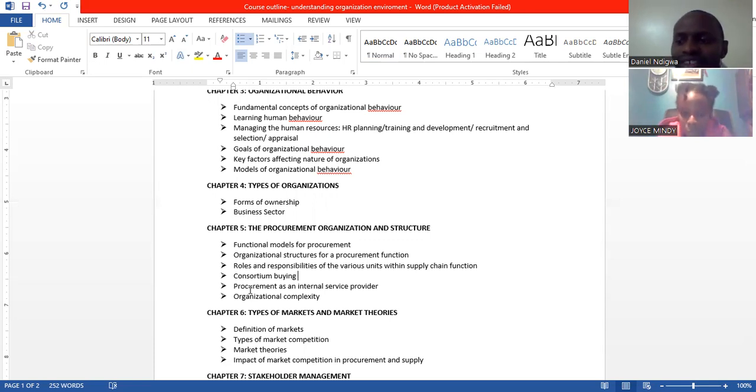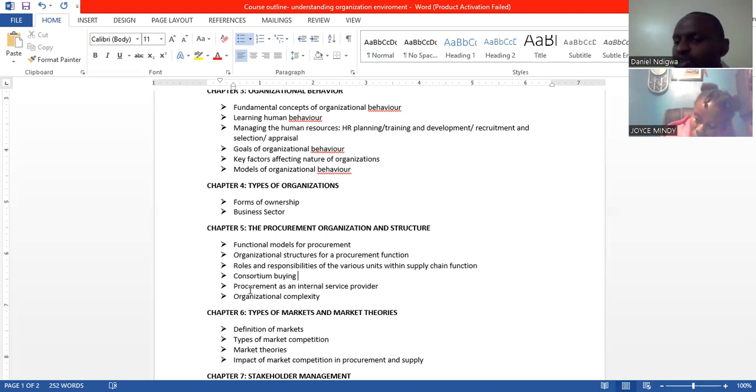We also have direct and indirect procurement. Organization structure for procurement function. So procurement can be organized in various functions, and therefore we can have the functional procurement structure or any other structure, maybe divisional structure and others. We shall also be able to understand the various functions and responsibilities of various players in procurement.